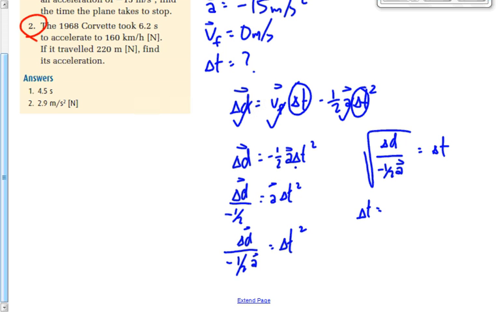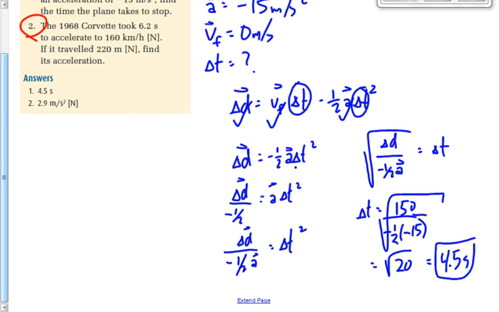My displacement was 150 meters here. My acceleration was negative 15. So I'm going to say negative 1/2 of negative 15. Then we're going to square root that. A half of 15 is 7.5. Negative a half of negative 15 is still 7.5. 150 divided by 7.5 is 20. The square root of 20 is going to be 4.5-ish. What is it? Oh, 4.5. They have the answer in front of me, right? I don't think it's exactly 4.5, but rounded to 2 digits it would be.